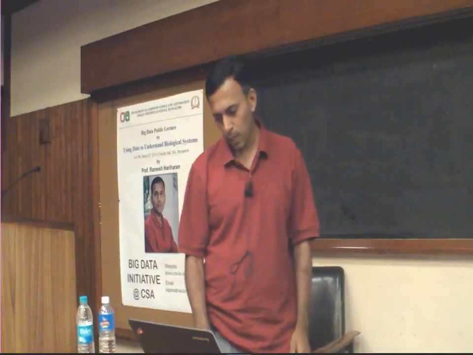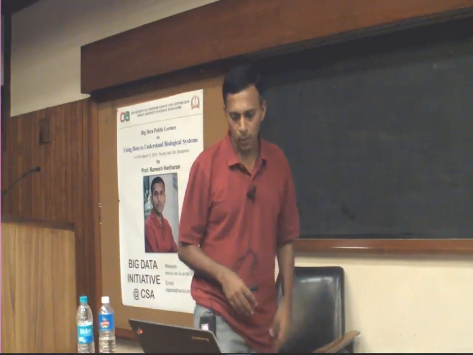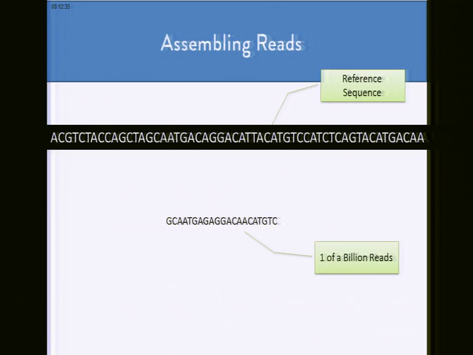So for instance, if you take one of these billion reads that you get when you're sequencing a particular individual, and you take this reference sequence, which is the DNA sequence of some one individual, let's say, and how has it been obtained? It's been obtained through a laborious process of actually assembling things from scratch. Let's not worry about how that was obtained, but let's say you have the genome of one individual.